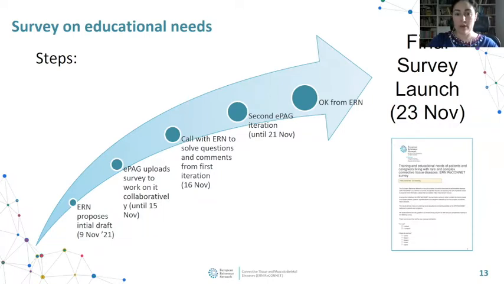We had a call with the ERN to solve questions and comments that showed up on the collaborative document, and we did this the day after we finished working on the document. And then we did a second iteration until the 21st of November. And then we got the okay from the ERN, and we had the final survey launched on the 23rd of November. So you see that the process, by working all together and collaboratively, only took from the 9th of November until the 23rd to be ready to launch the survey.